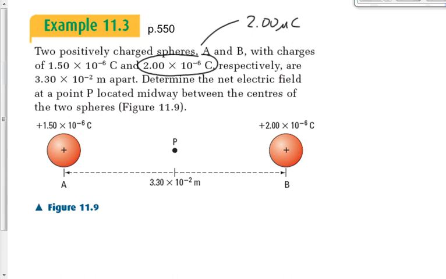Check your data sheet. You would see that micro is 10 to the minus 6, so it is 2.00 times 10 to the minus 6. They give it to us in this question, but they don't always. A lot of the time they leave it in microcoulombs, and we've got to do the conversion for ourselves. So they're this far apart. We want to find the net electric field at a point midway between the centers of the two spheres.